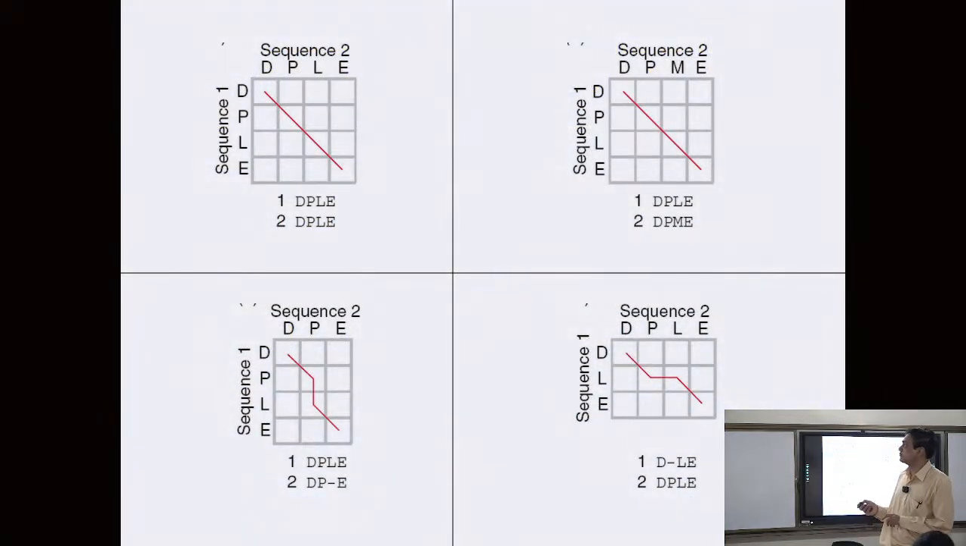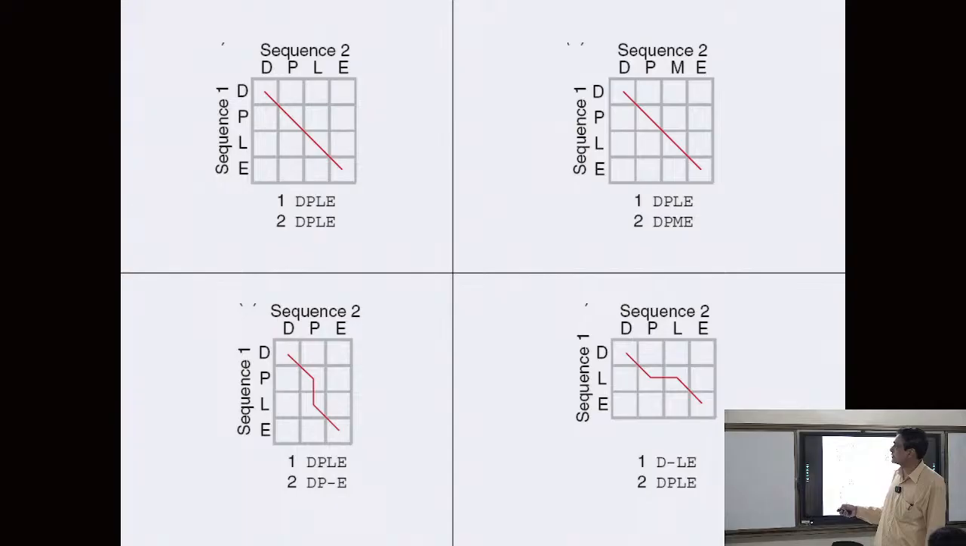Let's look at some examples to help you understand the dynamic programming algorithm. We will go step by step. Let's consider two sequences, DPLE and DPLE. Same sequences, and you want to align them. It is easy to align. D aligned to D, P aligned to P, L to L, E to E, right? Straightforward. So how to represent this in the matrix notation?